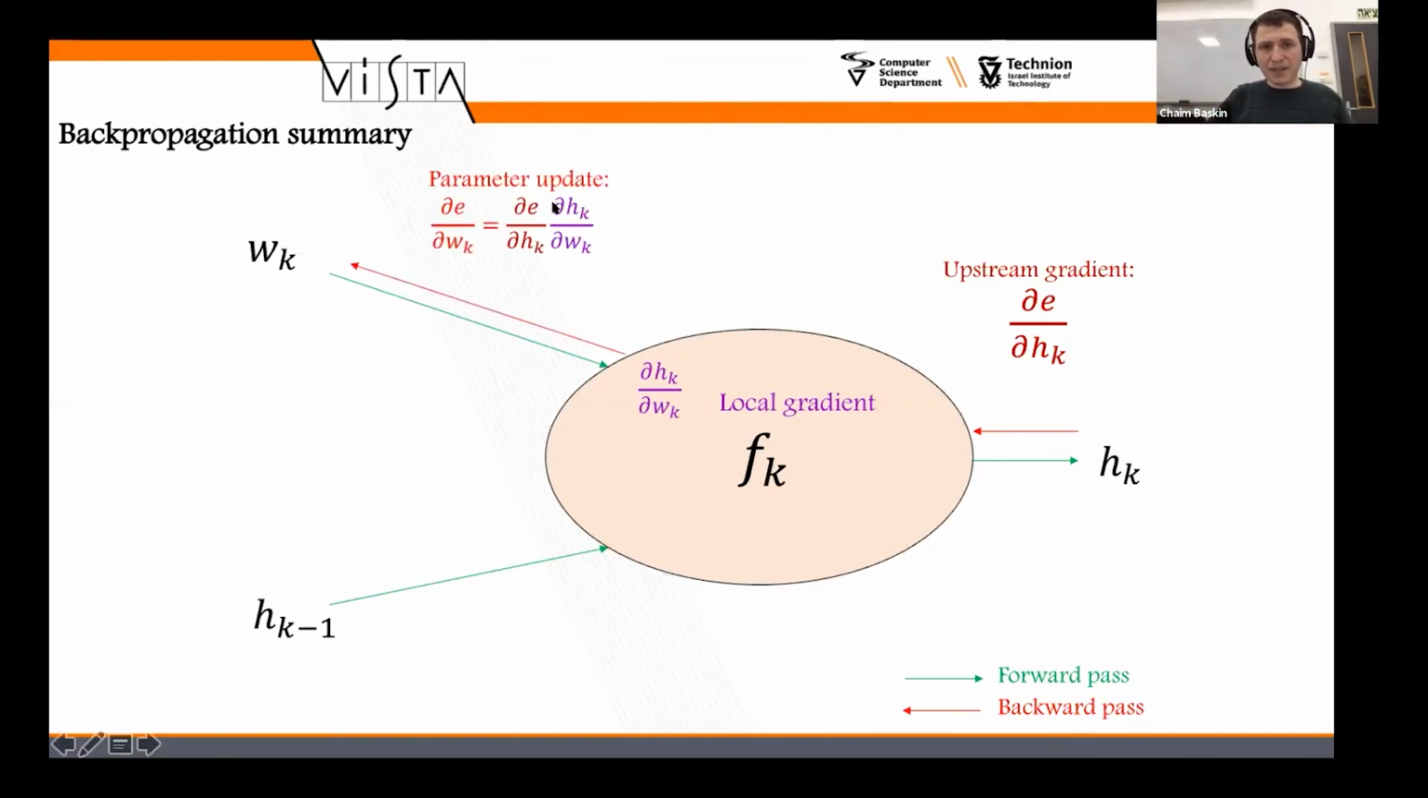So for the parameter update, we have E with respect to WK. You have local gradients and you have the upstream gradient. You have two gradients that should be calculated. One, you should wait until it is fed in, and the second is already known, because you did it once. When you're doing backpropagation, you are calculating this parameter for each of your 1,000 layers.